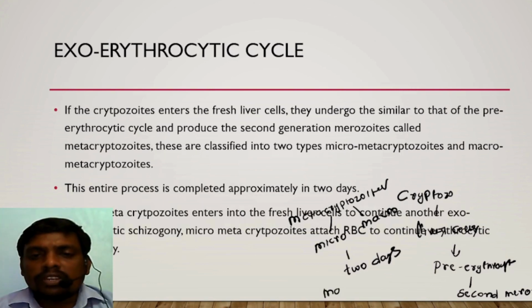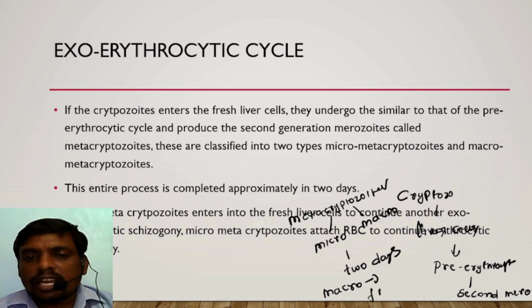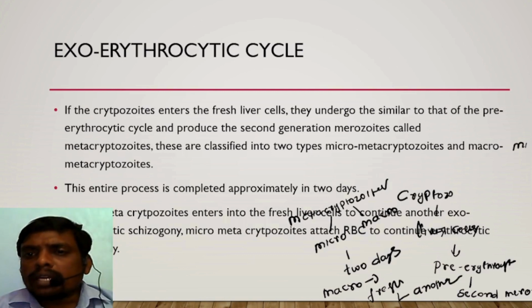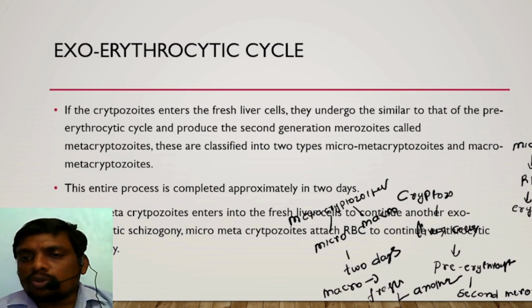Macrometacryptozoites, which are larger in size, enter into fresh liver cells again and continue another exo-erythrocytic schizogony. Whereas micrometacryptozoites are highly infective to RBC, and they attack the RBC cells and continue erythrocytic schizogony.